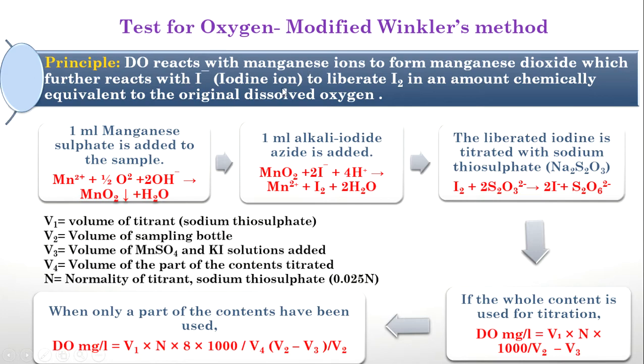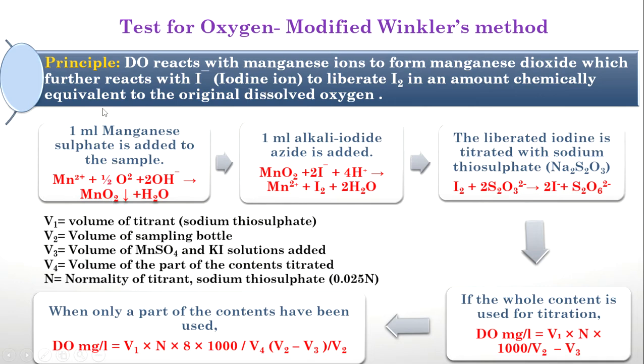The second reagent was alkali iodide azide. So it will react with this iodide ion to liberate free iodine. It will liberate the iodine there. So this amount of iodine released, due to the titration with sodium thiosulfate, can be taken as a quantitative measure of dissolved oxygen. Okay, so this is the thing happening here.